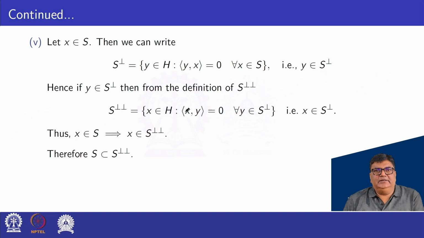So here x is an element of S double perpendicular and y is an element of S perpendicular. Thus, x is an element of S. This implies that x is an element of S double perpendicular. Therefore, S is a subset of S double perpendicular.